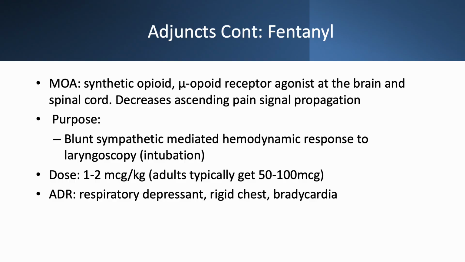The induction doses we typically give are in the 1 to 2 microgram per kilogram range. In practice, it's usually about 50 to 100 micrograms that they get. The side effects that you're familiar with are respiratory depression, just like other opioids. Rigid chest syndrome and bradycardia are typically seen at much higher doses than we give for induction generally. Now we're finally done with adjuncts.